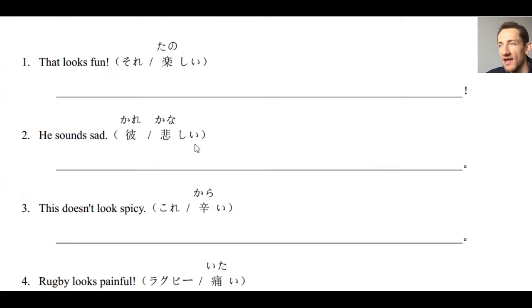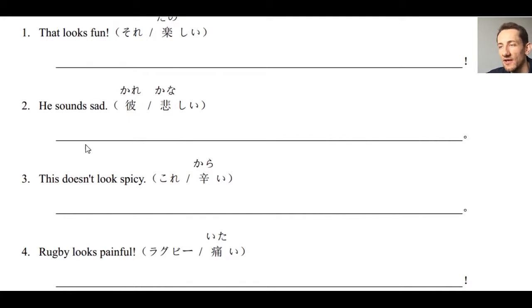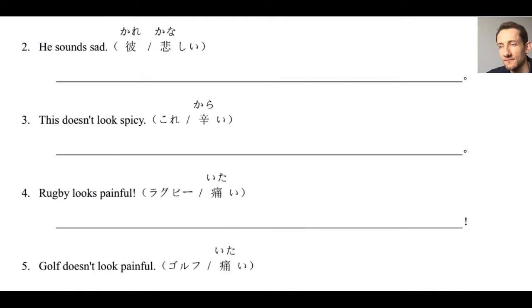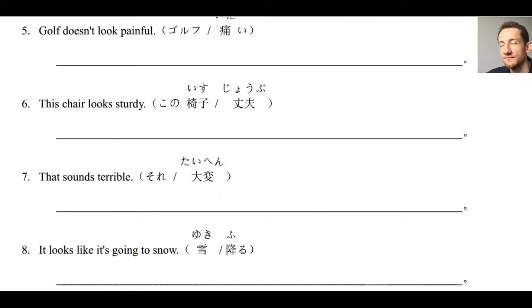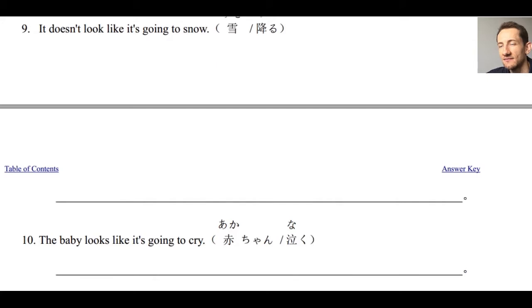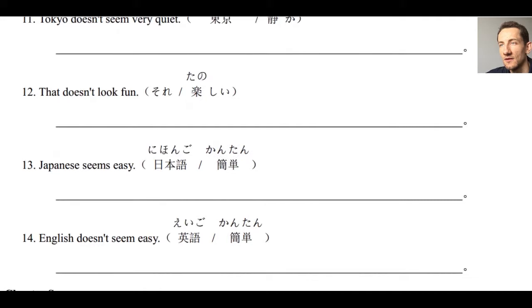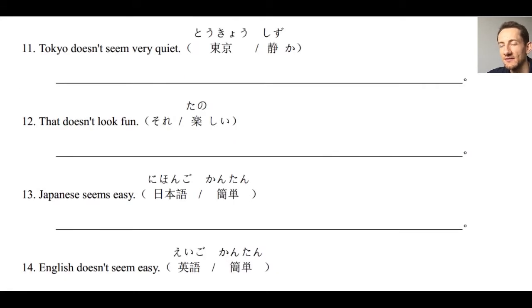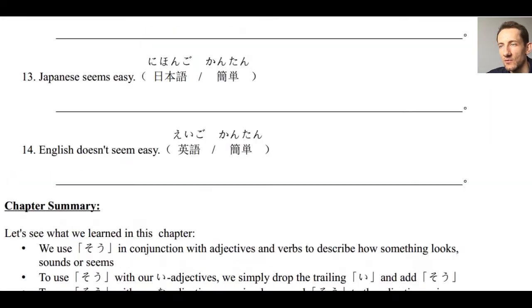So now we'll try some on our own. Remember, you can print these out on my homepage or you can just write them down, but be sure to write them down. It's very, very important. So here you have numbers 1, 2, 3, and 4. There are quite a few. So pause the video and answer these. 5, 6, 7, 8. Let's try 9 and 10. Eleven to 13, and the last one, 14.